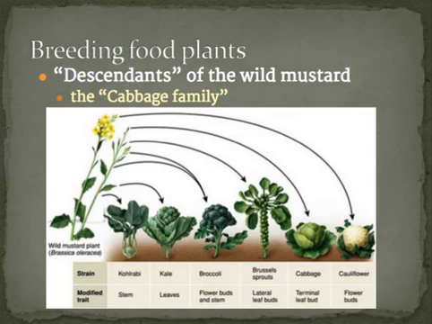The flower buds in the stem are selected for in broccoli, so they have that nice tree shape. Lateral leaf buds on the side of the Brussels sprouts, terminal leaf bud for the cabbage, so the cabbage is like a giant Brussels sprout at the tip of the plant, I guess. And then, of course, the flower buds for the cauliflower.